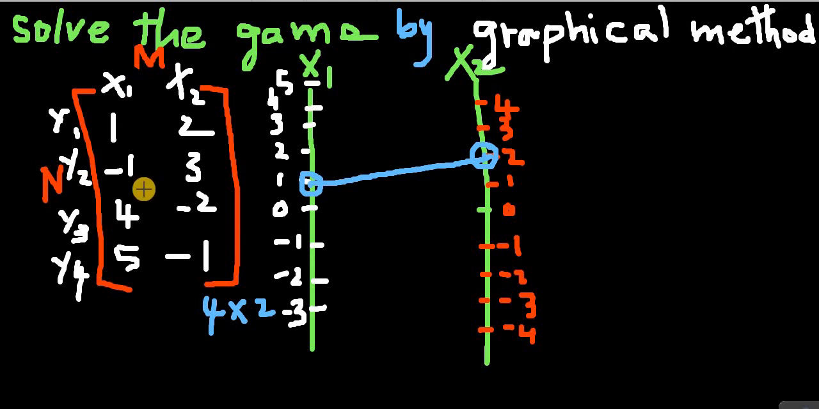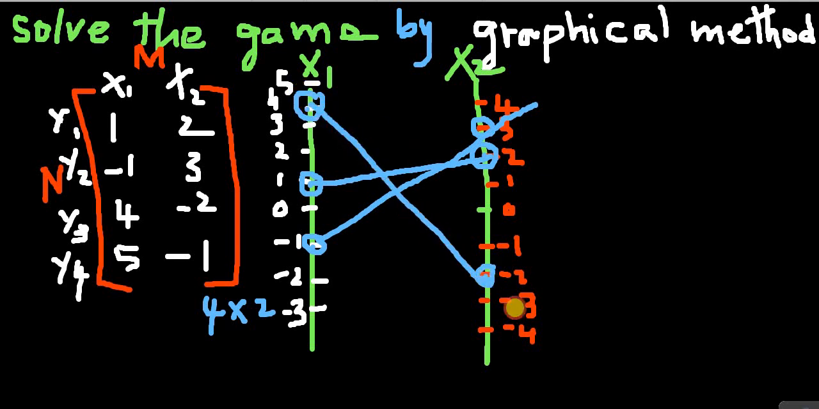Afterwards, x1 takes minus 1, x2 takes 3. So minus 1, 3. Minus 1 is here, and here it is 3. So I'm joining these two points. Now the third point is when x1 takes 4, x2 takes minus 2. x1 takes 4, 4 is here, x2 takes minus 2. So on this line, minus 2 is where? Here. So I can join these two points.